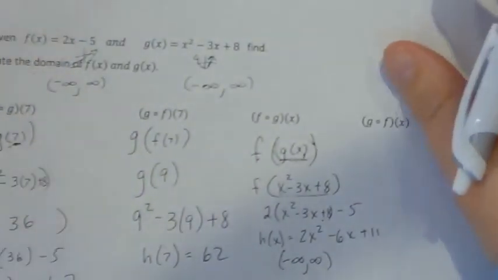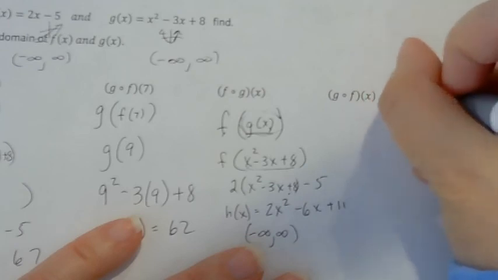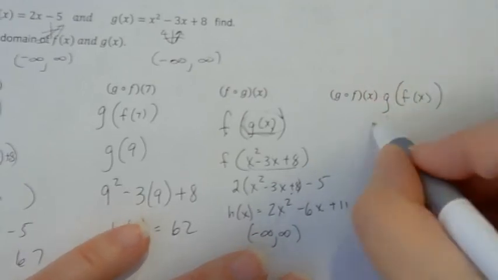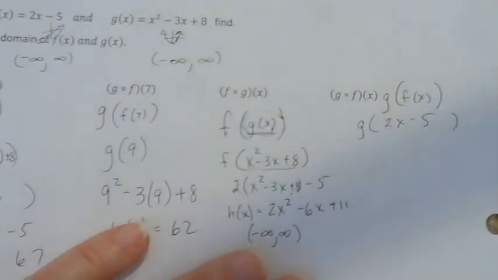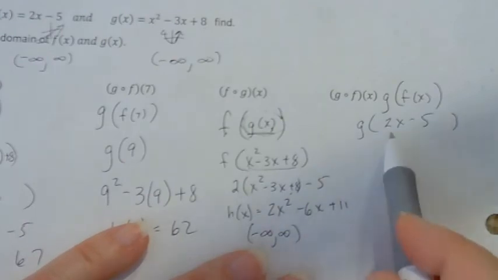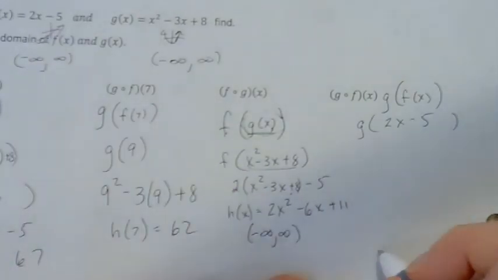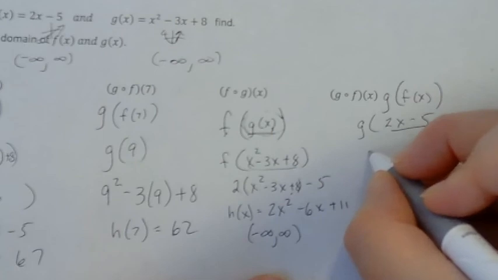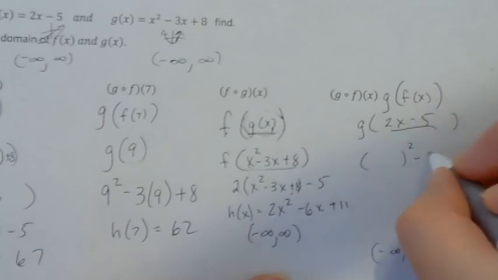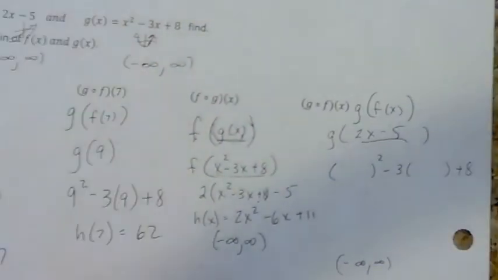Okay, let's look at this last one. This time we're going to have the g function, and in place of the x value, we're going to put the f function. So I'm going to start by putting the f function in here, and the f function is 2x minus 5. So the domain of my new function is going to be the domain of this function, which is negative infinity to infinity. So now I've got to go put this in place of the x in the g function. So I'm going to have x squared minus 3 times x plus 8. And then the place where the x is, I'm going to put 2x minus 5.